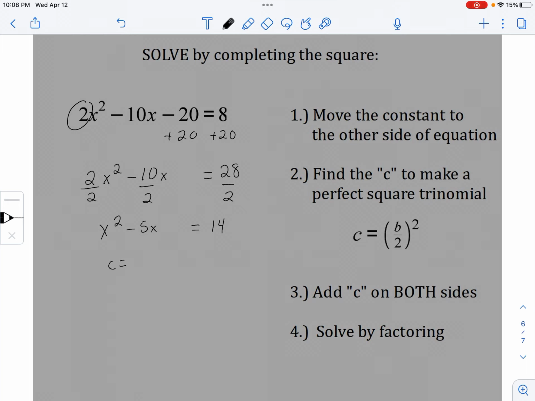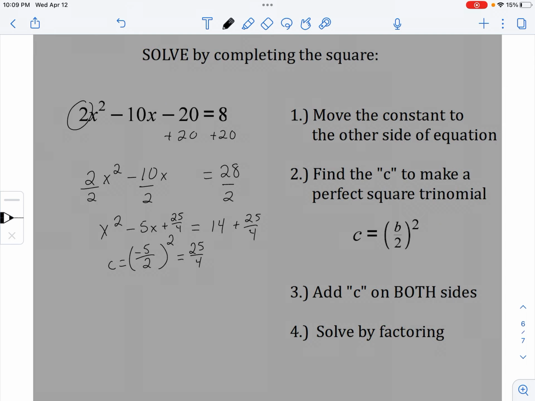Okay, so we need to find c, which is half of our b value, and then we're going to square that. Well, half of the b value is negative 5 over 2, which is going to give us negative 2.5. I'm going to leave it as negative 5 over 2 because I know all I have to do is square each one of the top and the bottom here. So this is going to equal 25 over 4. So I'm going to put in 25 over 4 here and 25 over 4 here.